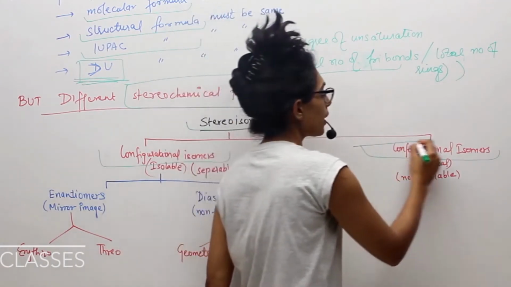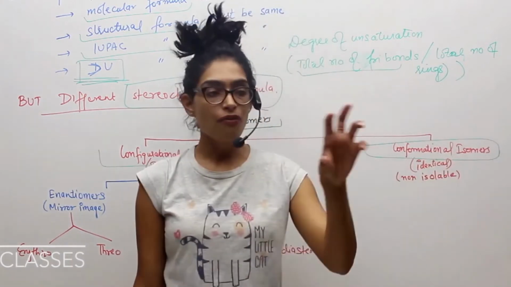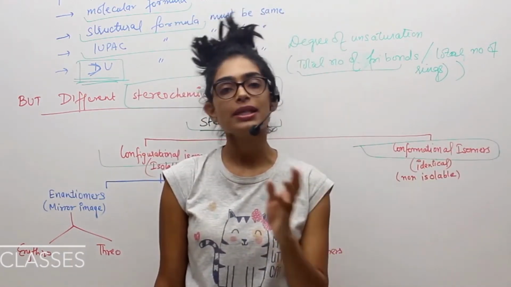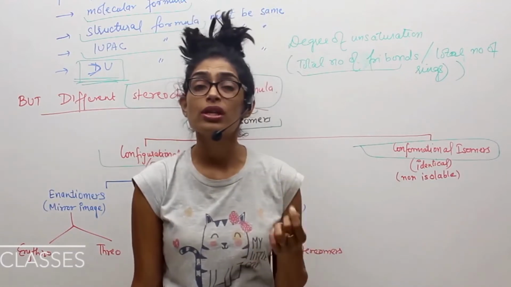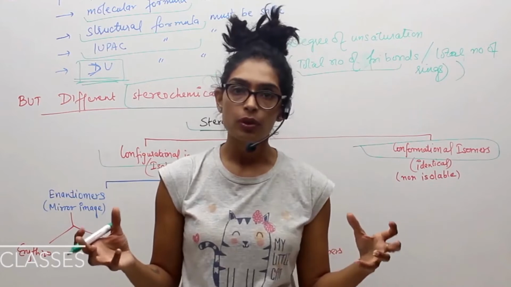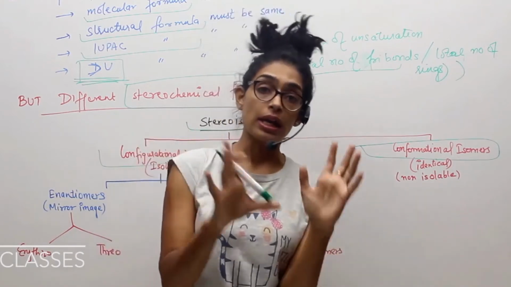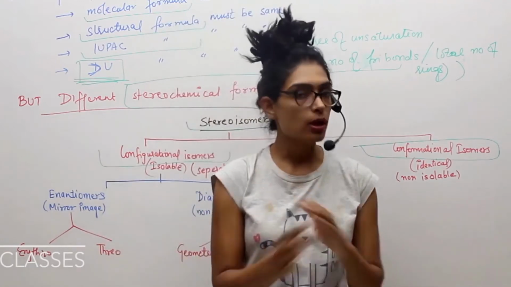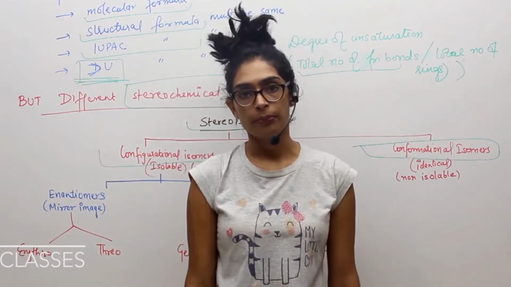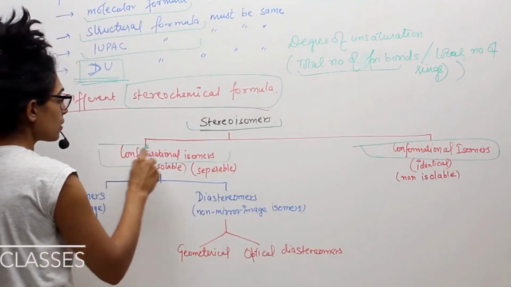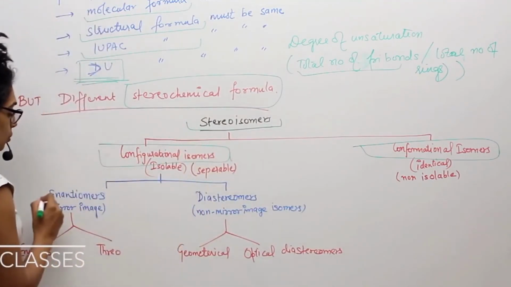Whereas conformational isomers are the ones which have different 3D representations but have no difference in their chemical properties as well as physical properties. So there is no point through which you will be able to isolate them. You can just see and understand that there are different 3D representations for a molecule, but you cannot separate them out at any point of time. Okay. So configurational isomers are of two types.